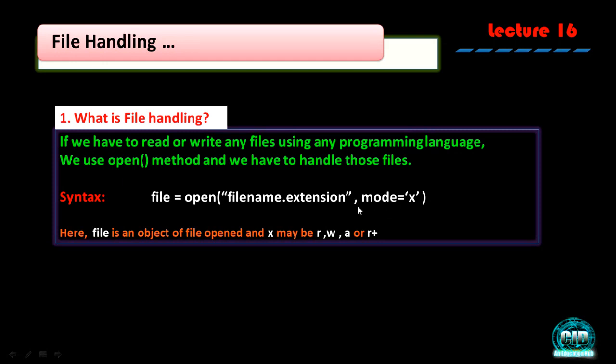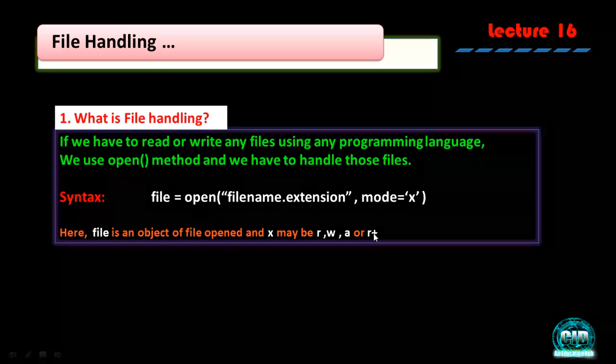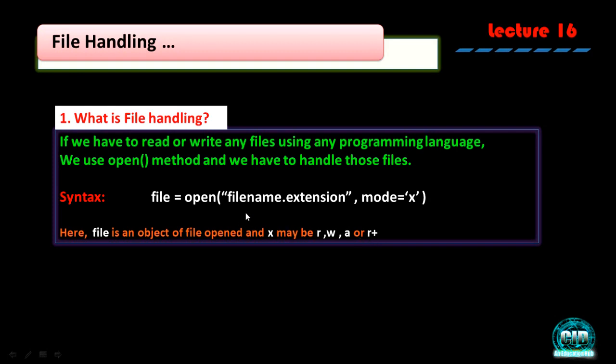And now after the comma you can pass mode equal to x or directly x, and here x is r, w, a or r plus. Okay, you can also use w plus, and these are called modes. r means read, w means write, a means append, and r plus is read-write mode. Let us see the modes.